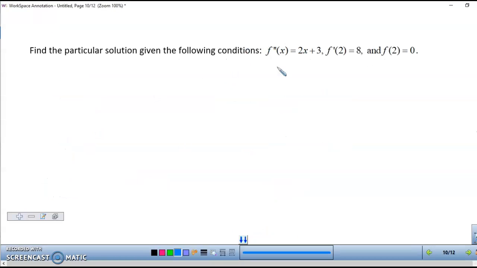This next one, we actually start with the second derivative, and it gives us an initial condition for the derivative and for the original function. So we're going to have to do a little bit of stepping here. So we're going to start by taking the integral of our second derivative, so 2x plus 3. So our integral is, or our answer is going to be rather, x squared. And remember, when we multiply by the 1/2, that's going to cancel with that 2. And then plus 3x plus c.